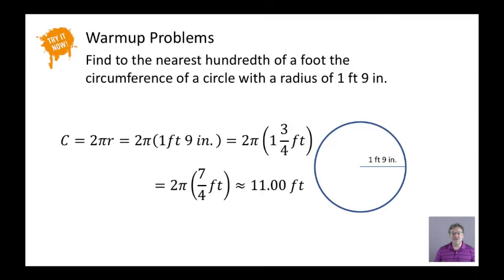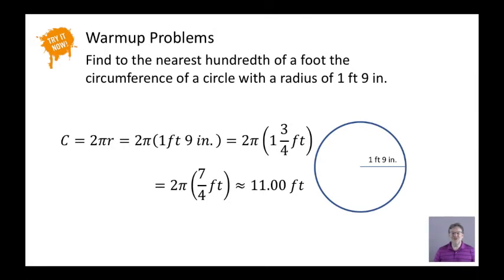And again, you might have used a different approximation for pi. Perhaps you used 3.14. Perhaps you used the pi button on your calculator. Maybe you used 22/7. Either way, you should have gotten something that was pretty close to the answer that's provided here. If it's off by 1/100, I wouldn't worry about it too much. So keep that in mind.